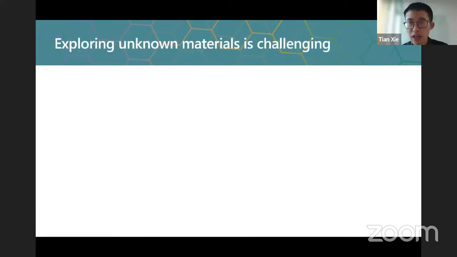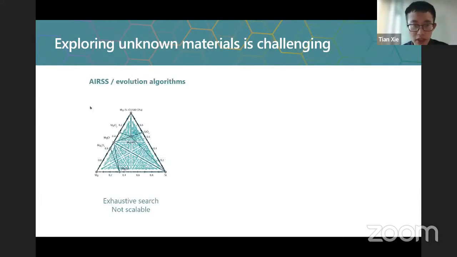However, even though I have mentioned the excitement of potentially exploring unknown materials, it is actually a very, very challenging task. There are several existing methods that can do that. First is so-called ab initio random structure search. The idea is to generate a huge number of random structures, on the order of 500,000, from which you enumerate all possibilities and use DFT, a quantum mechanical simulation, to run everything in parallel, and from which you find stable materials. But this is highly inefficient.